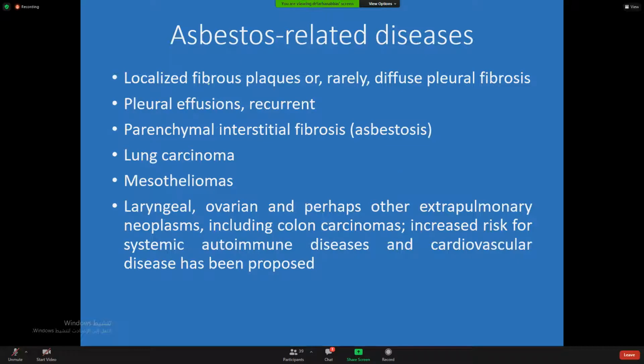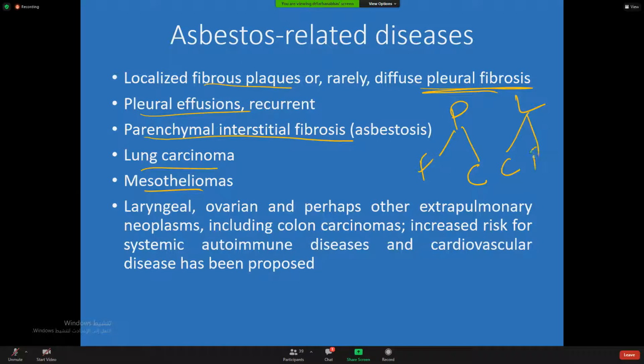Okay. Then what are the conditions that can be related to asbestos? You can have localized plaques, and you can have some diffuse pulmonary fibrosis. You can have pleural effusions. You can have parenchymal interstitial fibrosis, then lung carcinoma, then mesothelioma. In simple words, you can remember that it causes disease in the pleura and disease in the lung: fibrosis in the pleura, carcinoma in the pleura, then carcinoma in the lung, and fibrosis in the lung. You can remember this in short words.